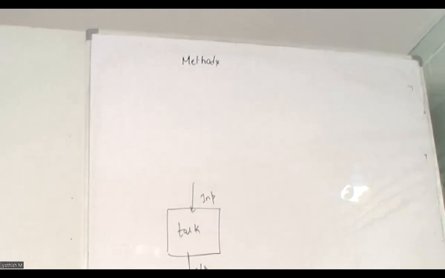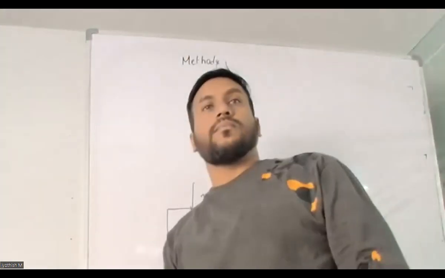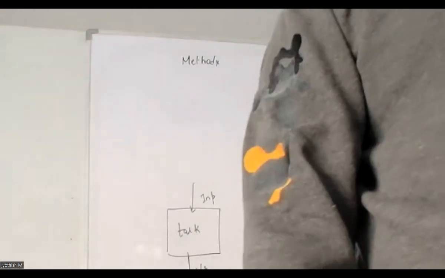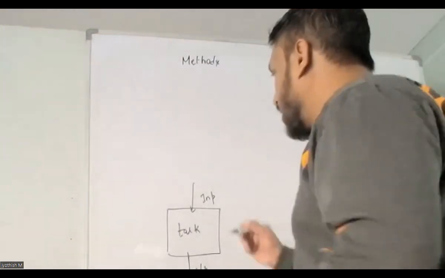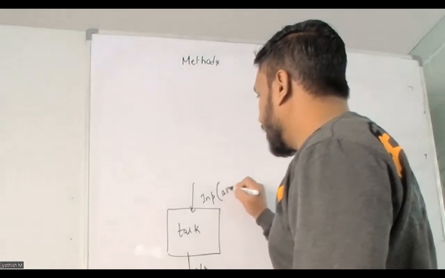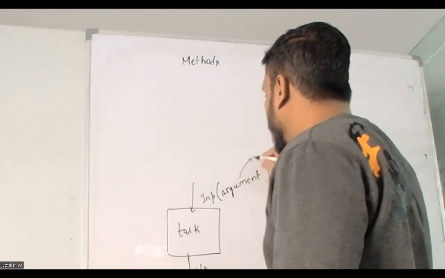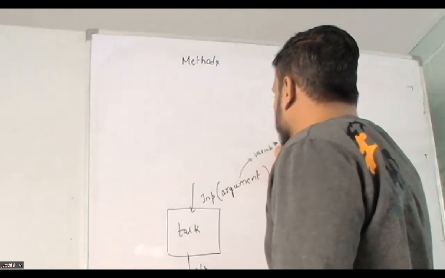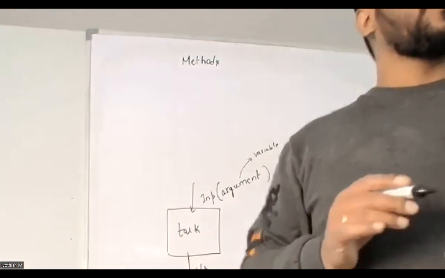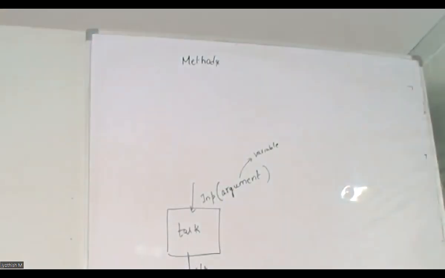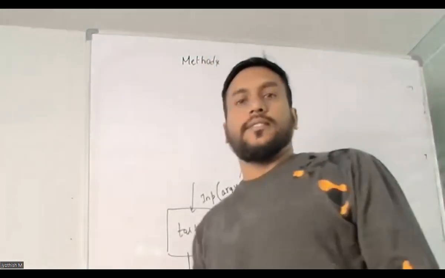A method takes input as an argument. Okay, guys, we say argument; arguments are nothing but variables only. The method takes input as an argument, achieves the task, and returns the output.